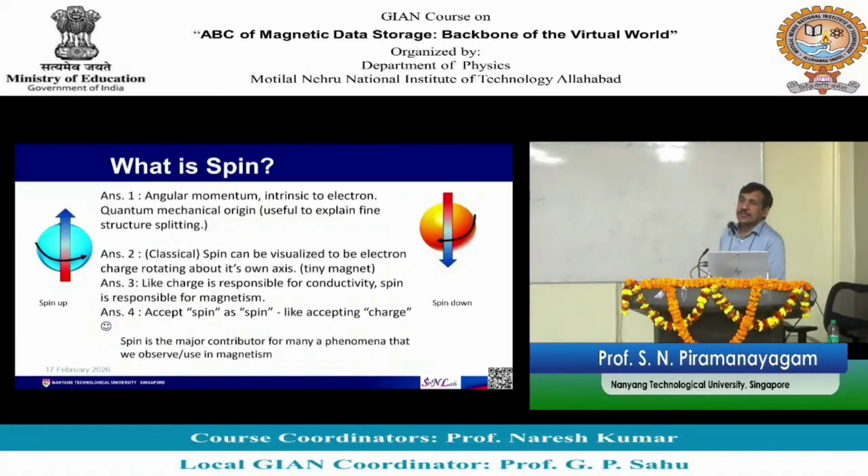And the fourth answer is to accept spin as spin. In your electricity course, your teacher would have said electrons have charges, and you accepted charge as it is. You did not ask what is charge, whether it is 1 rupee or 10 rupees. You just accepted charge as it is. Similarly, accept spin as spin. So these are 4 different answers that I can give about spin, but in brief, spin is the major contributor for many phenomena that we will observe in magnetism.